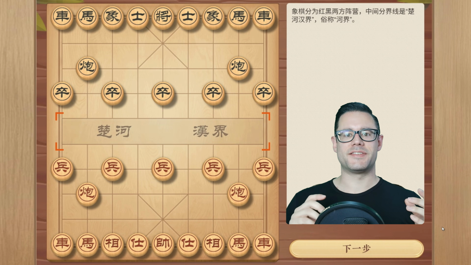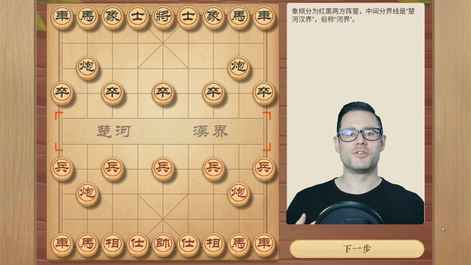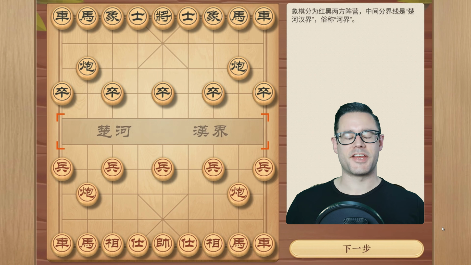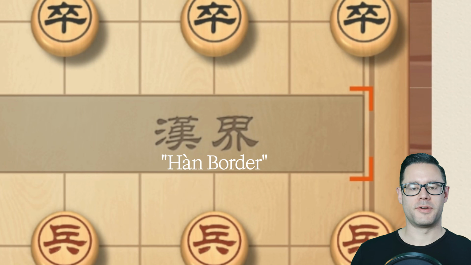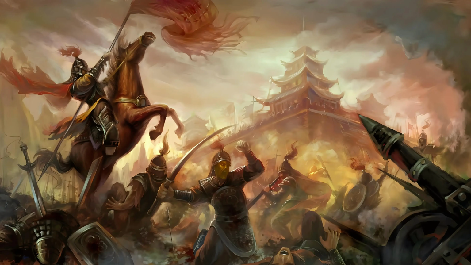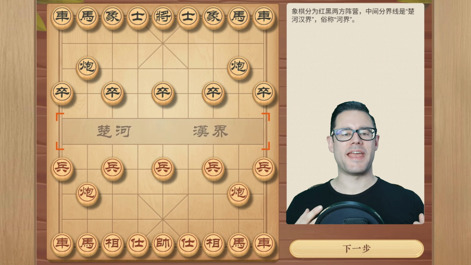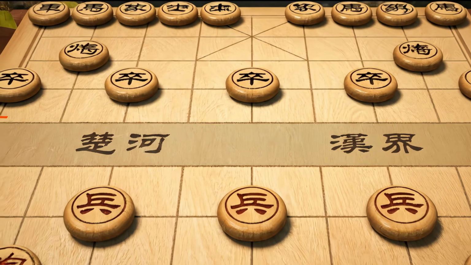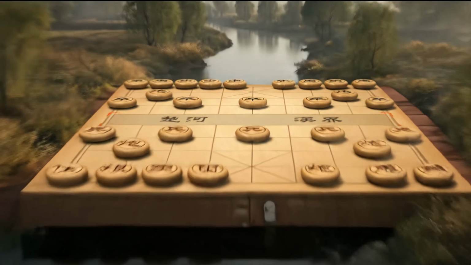The first is the river, and that's this middle band shown here. And usually it's inscribed with some Chinese characters that say the River of the Chu, or the Han border. And this is a reference to the Chu-Han War that took place in about 200 BCE. So right off the bat, this game is painting a picture for us of an ancient battle between two armies taking place across a river.